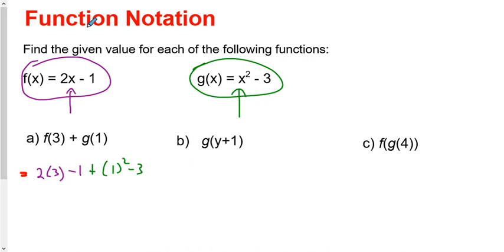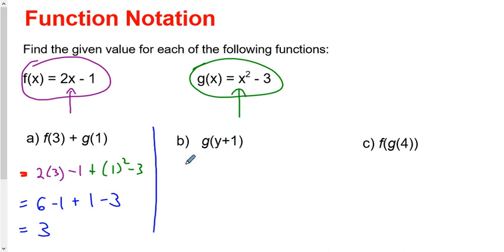Okay, let's continue on and figure this out. 2 times 3 is 6, minus 1, plus 1 squared is 1, minus 3. So it looks like my answer is going to be 3. So f at 3 plus g at 1 works out to be 3. Okay, let's try my next one.